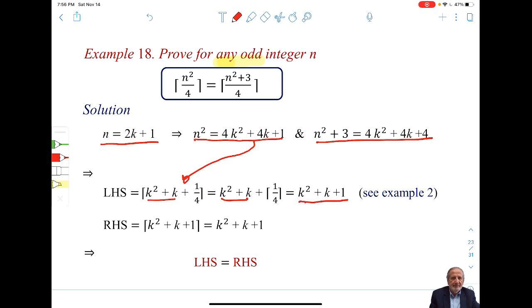The right-hand side is you take this one here and divide it by 4. And the ceiling function, that's an integer, it's itself. And you see how they are equal.